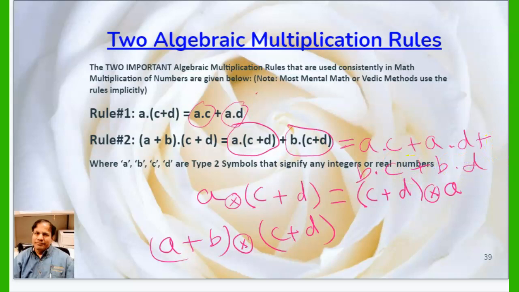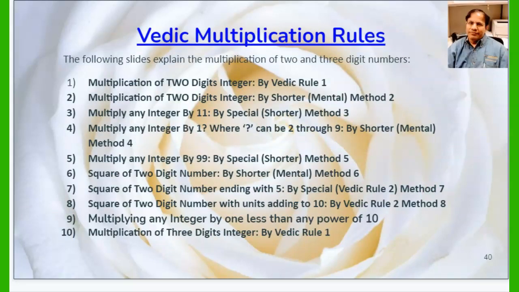These two rules can be applied for any numbers. The number can be integers or decimals or complex numbers. I tried to enumerate the Vedic multiplication rules as 10 different methods, of course 9 different methods, and then the 10th one being multiplication of 3-digit integers as an extension to 2-digit integers. Of course, multiplication can be done with any number of digits, but knowing these, it would be possible to extend multiplication of any digit numbers.